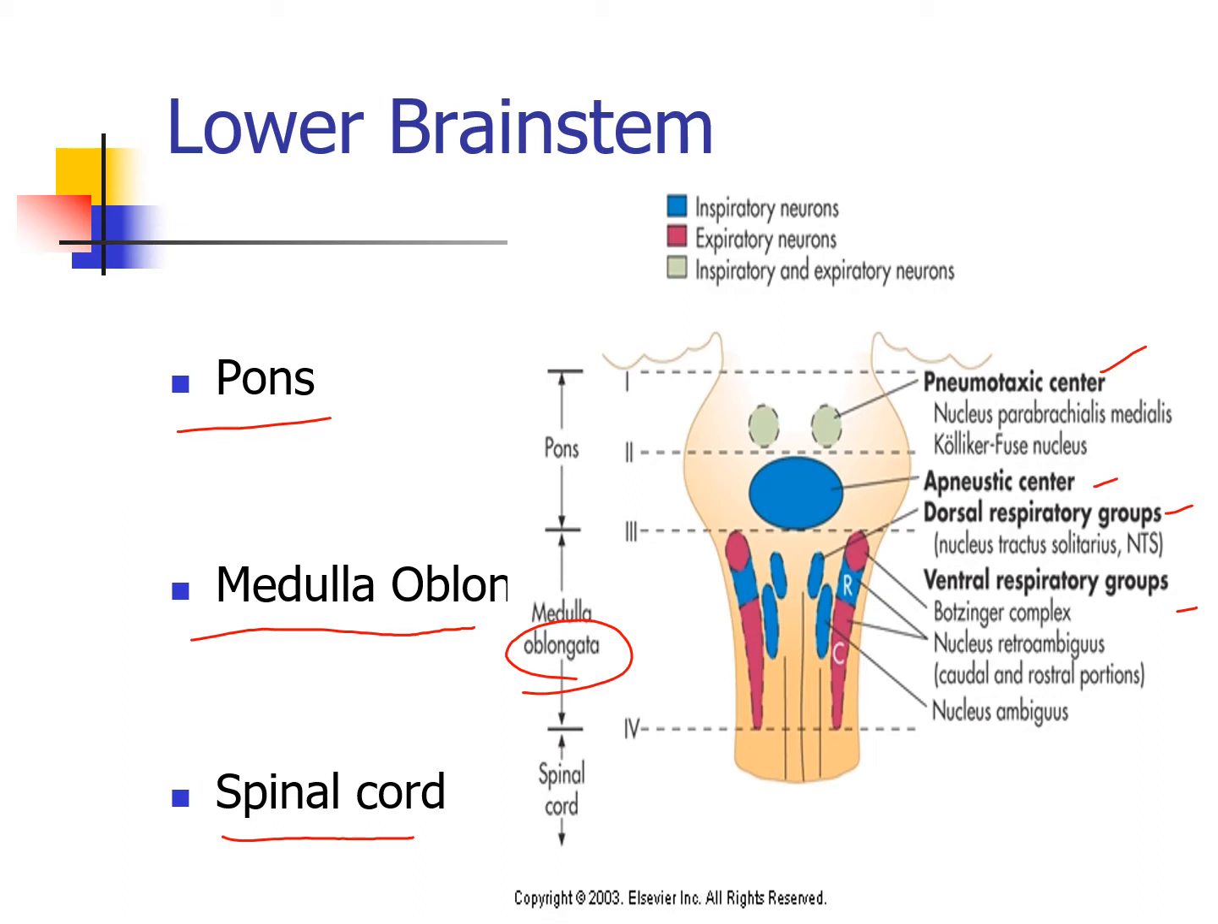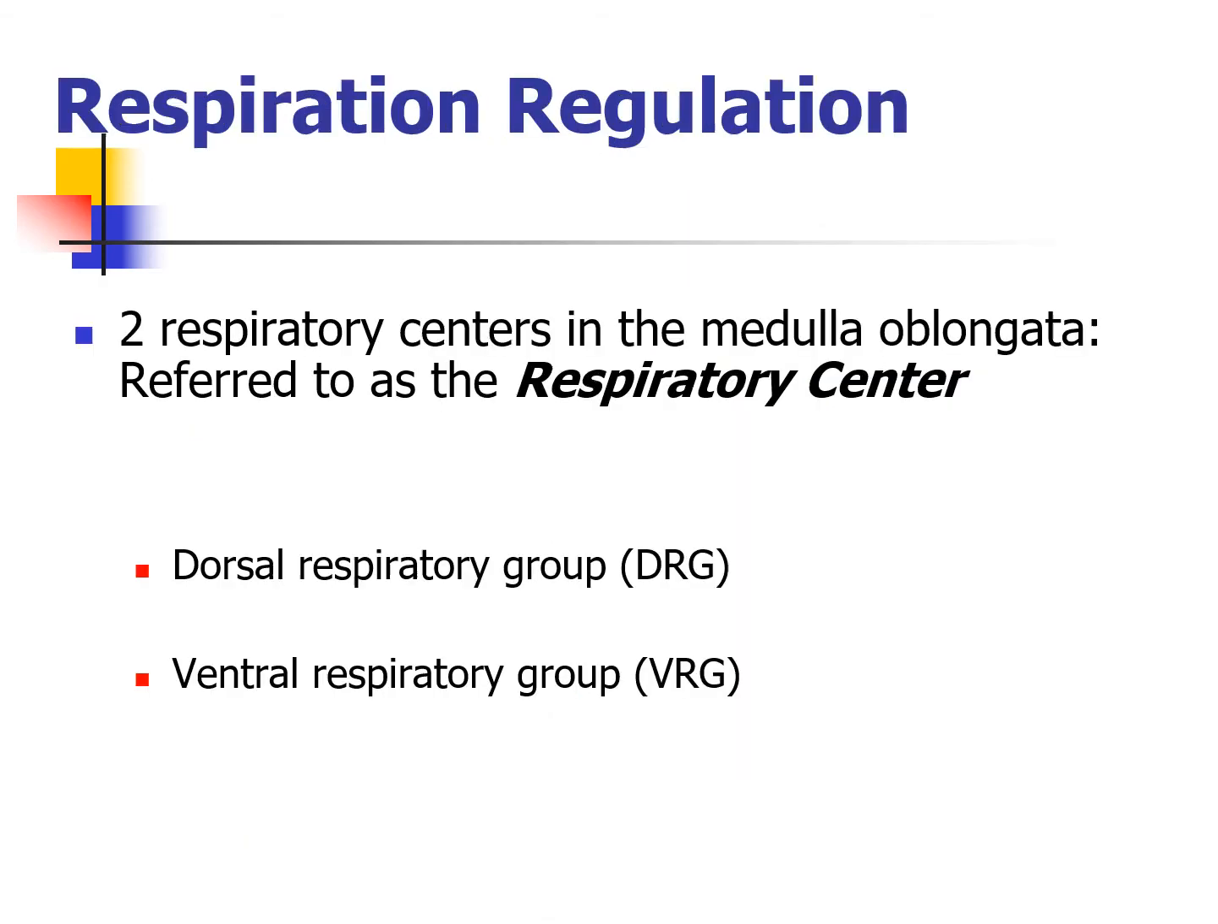So these are the three areas: the pons, the medulla oblongata, and the spinal cord. All will affect how you breathe and the breathing signals. The respiration regulation. So what we're looking at is the respiratory center of the brain. There are two of these centers in the medulla oblongata. They're called the respiratory center. You have your dorsal respiratory group, the DRG, and your ventral respiratory group, the VRG. So let's get into what they do.